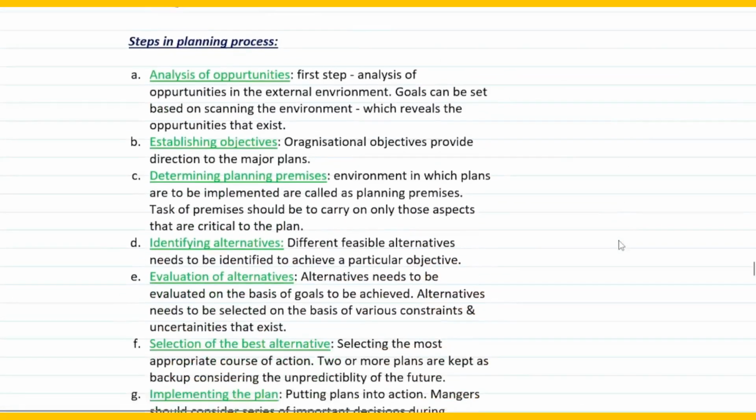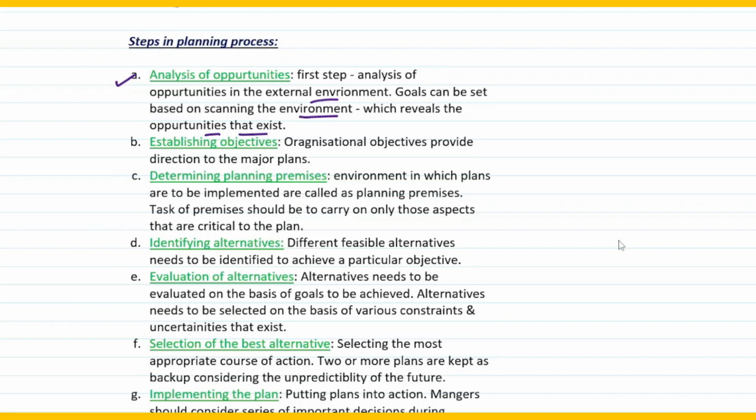Now what are the various steps in planning process? Okay, the first one is analysis of opportunities, right? The first step is basically analysis of opportunities in the external environment. So you should know what opportunities exist in the market to decide the planning process, that's rather the first step in the planning process. Now goals can be set based on what? Scanning the environment. Scanning means knowing the environment, which reveals the opportunities that exist. So you should know what opportunities are existing there in the market, right?